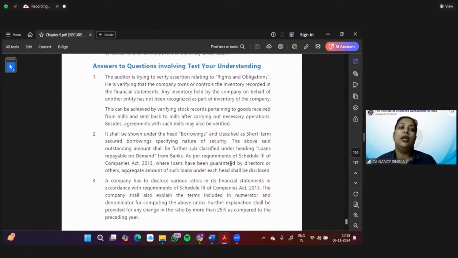So see, answer to the first question. The auditor is trying to verify assertions relating to rights and obligations. He is verifying that the company owns and controls inventory recorded in the financial statement. Any inventory held by company on behalf of another entity has not been recognized as part of inventory of the company. This can be achieved by verifying stock records pertaining to goods received from mills and sent back to mills after carrying out necessary operations. Besides, agreements with such mills may also be verified.